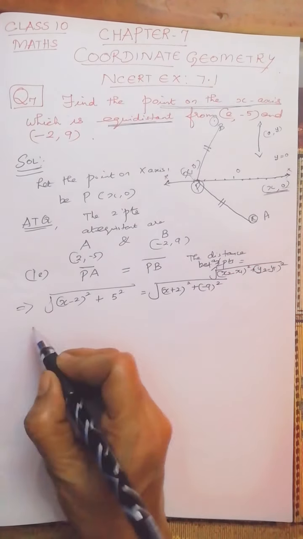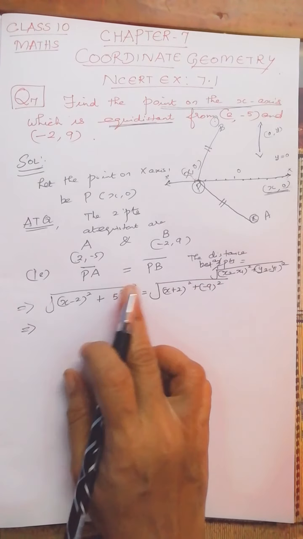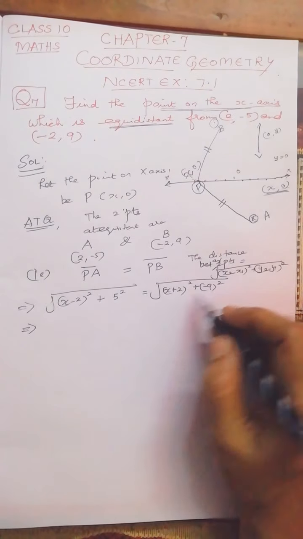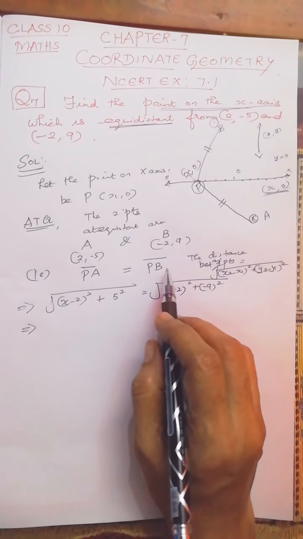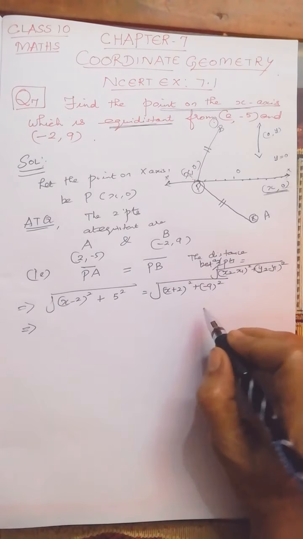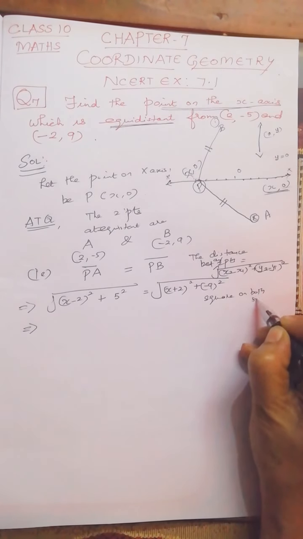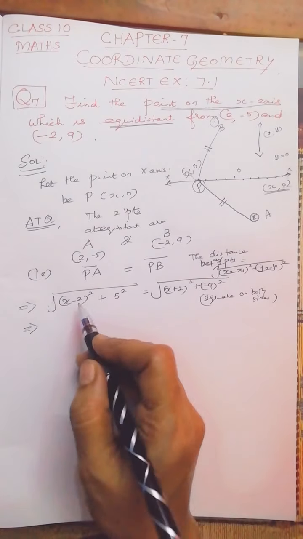So on both sides the square root sign is there. We can square on both sides so that the square root will go. Then we can equate and find out the value of x, which is nothing but the x coordinate of the point P. If you square on both sides, the square root will get removed.